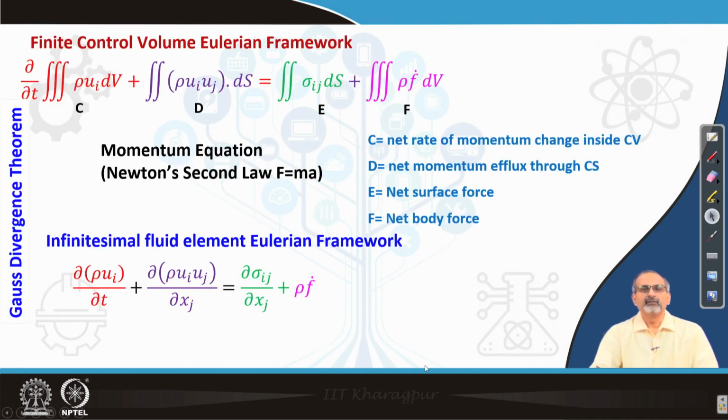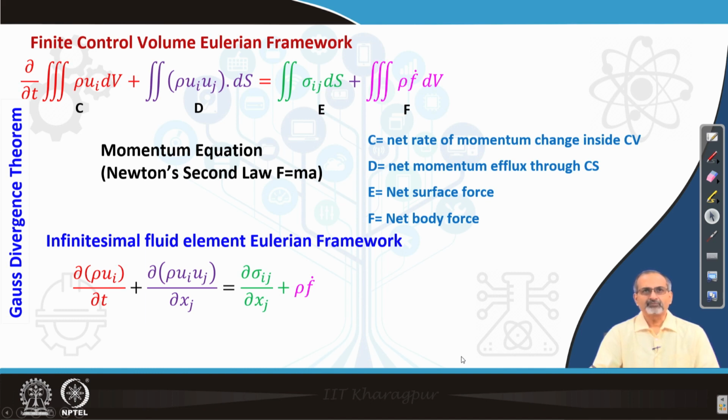Let us have a more detailed view of the momentum equation, which is basically Newton's second law, the F equal to ma equation applied to a fluid control volume. And then you see that the terms C, D, E and F are detailed to a greater extent over here. The C term stands for the net rate of momentum change inside the control volume. D stands for net momentum efflux through the control surface. E stands for net surface force, and F stands for net body force.